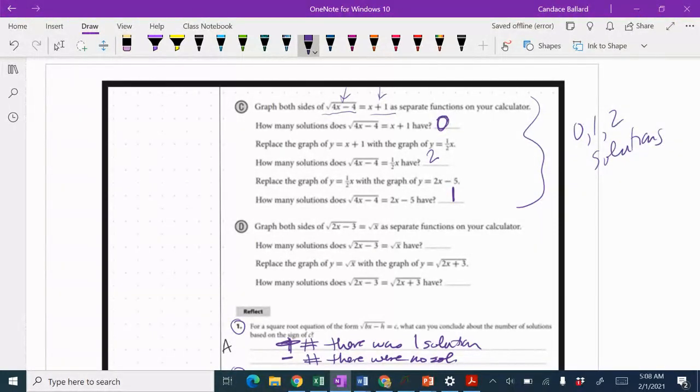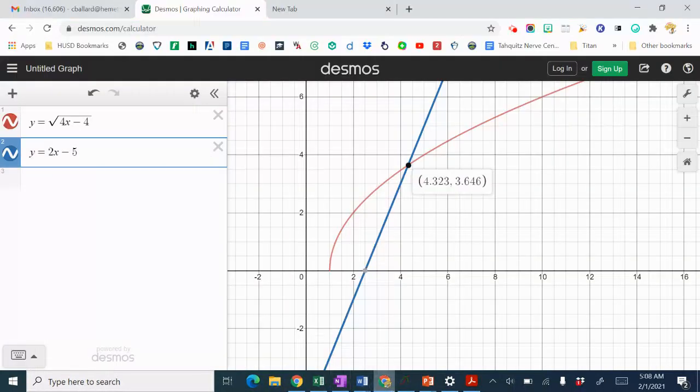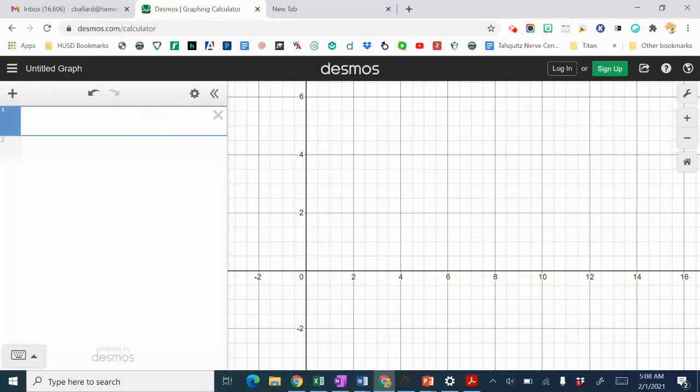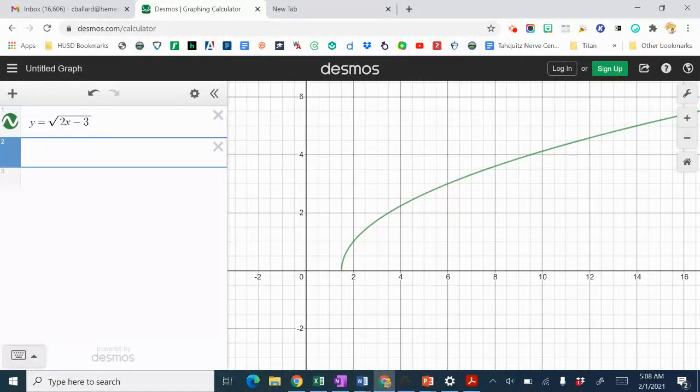So D says we're supposed to graph both sides. It's equal to a radical. So let me type in these new ones here. I'm just going to X out what I've got. And then I'm going to go y equals square root of 2x minus 3. And y equals square root of x.